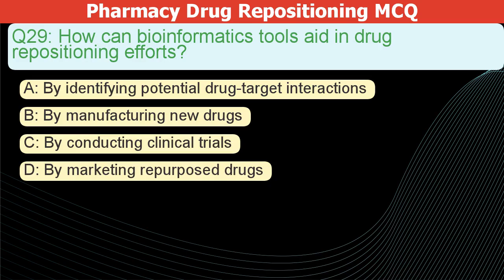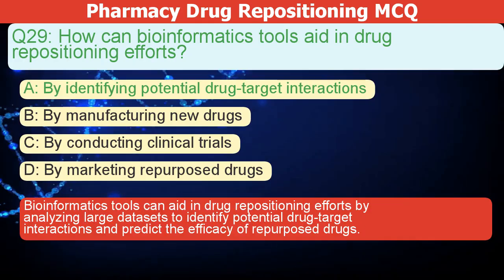How can bioinformatics tools aid in drug repositioning efforts? A. By identifying potential drug target interactions. B. By manufacturing new drugs. C. By conducting clinical trials. D. By marketing repurposed drugs. The correct answer is A. Bioinformatics tools can aid in drug repositioning efforts by analyzing large datasets to identify potential drug-target interactions and predict the efficacy of repurposed drugs.